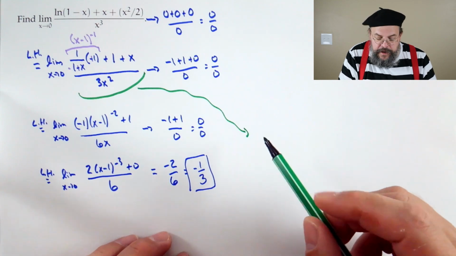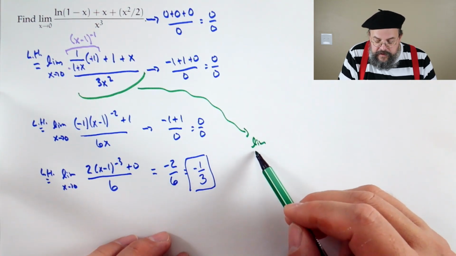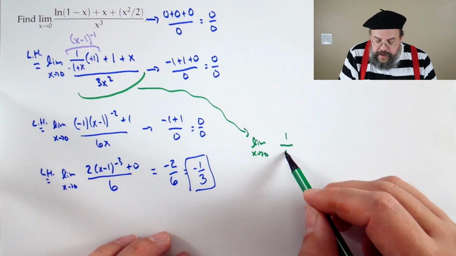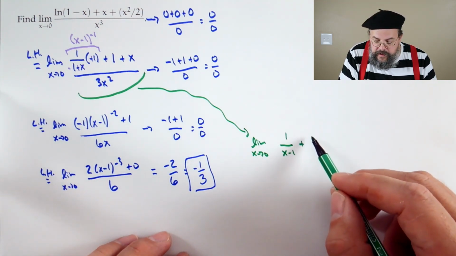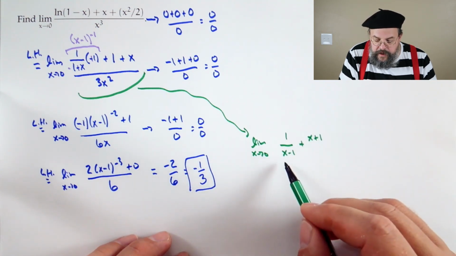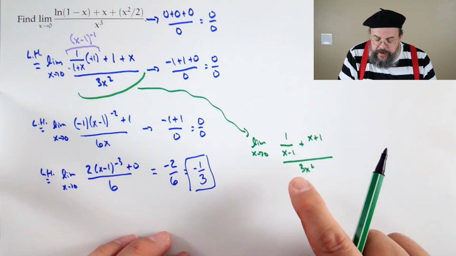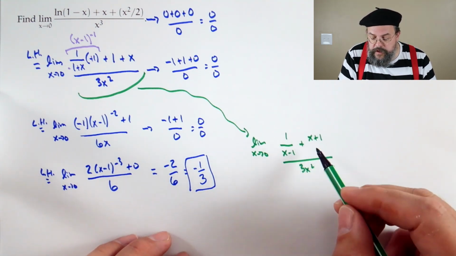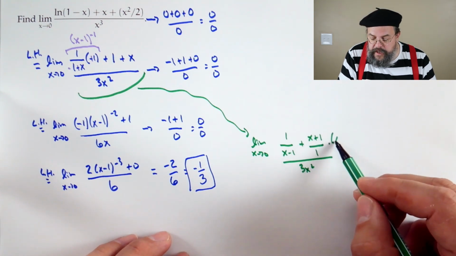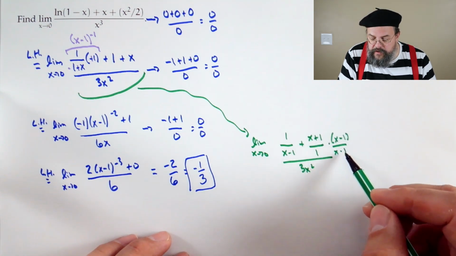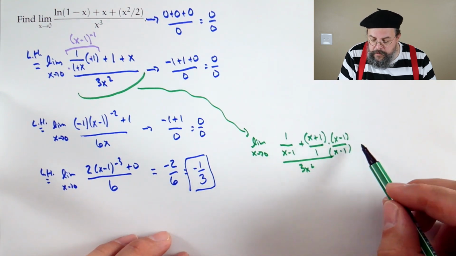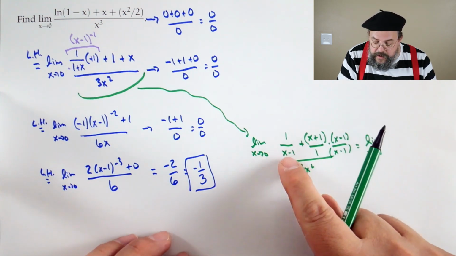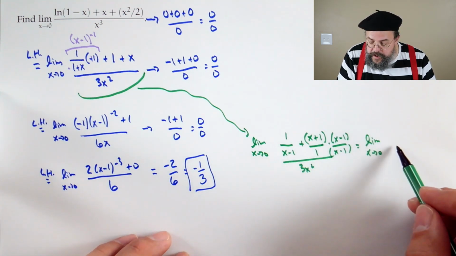So what would happen? We have our limit as x goes to 0. And what do we have? You have 1 over x minus 1 plus x plus 1, all over 3x squared. If I want to combine these last two together, I need a common denominator. This is really like x plus 1 over 1, so I'll multiply it by x minus 1 over x minus 1. What does that become? It becomes a limit as x goes to 0, and here we now have a common denominator of x minus 1.